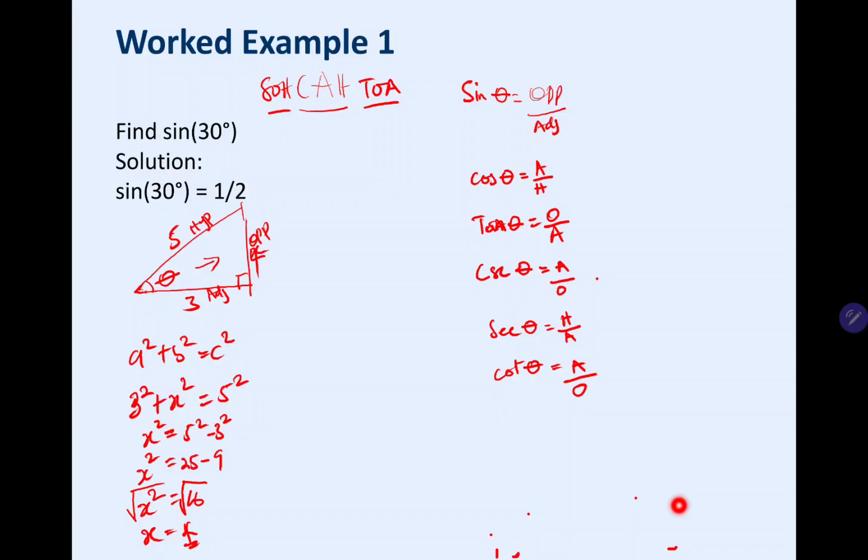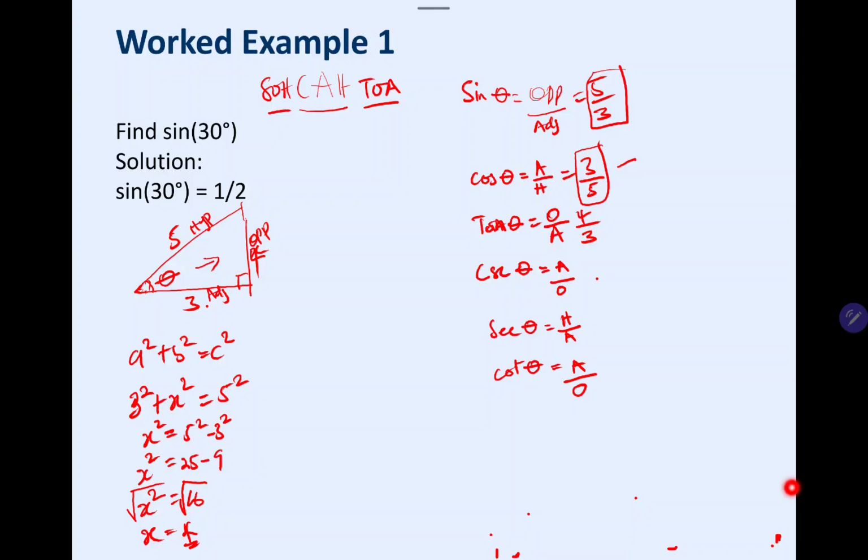All right, so from our triangle here, the adjacent side from theta is 3 over the hypotenuse 5, 3 over 5. That's the value of cos theta. The value of sine theta will be the opposite side over the hypotenuse, 4 over 5. This is the value of sine theta, and this is the value of cos theta. Then for tan theta, this will be opposite over adjacent, 4 over 3, and this is the value of tan theta.